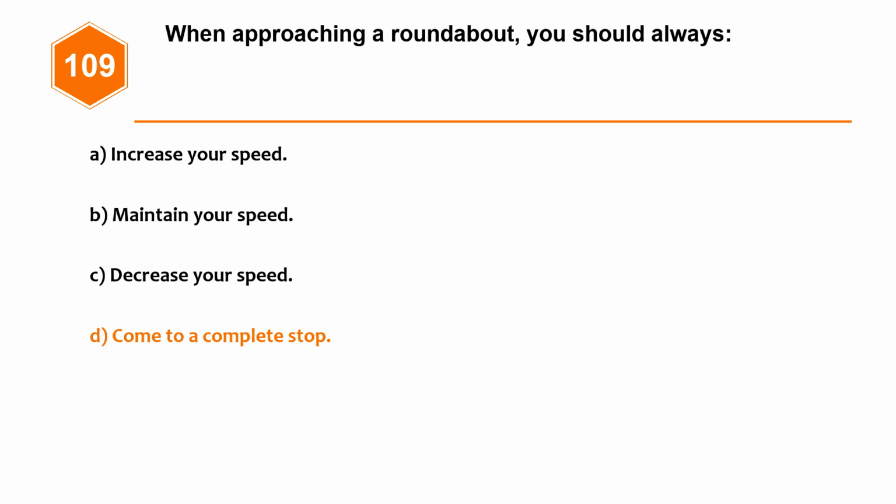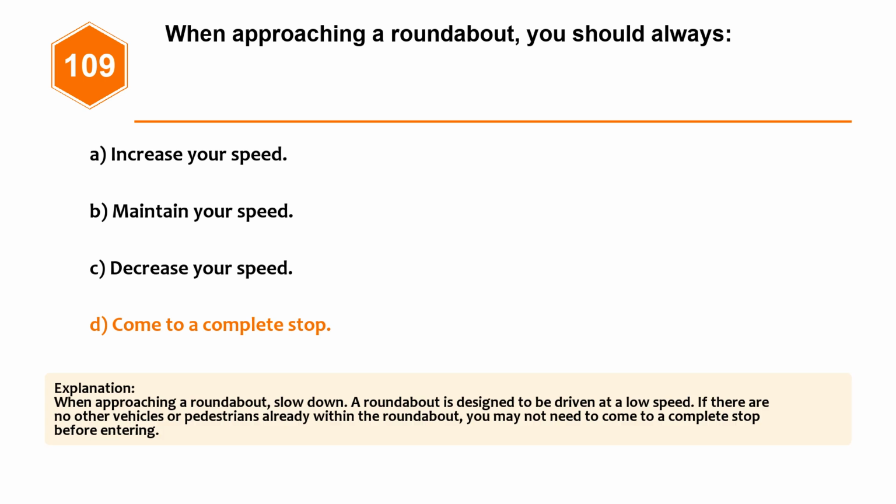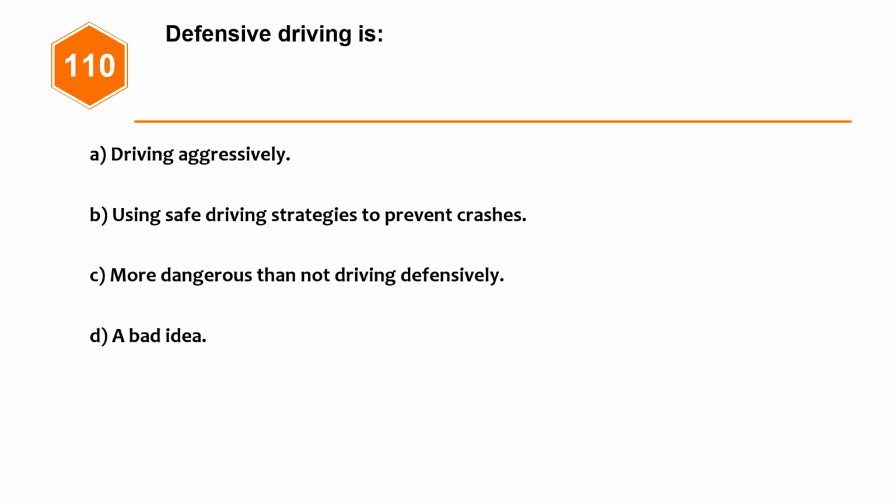The correct answer is option D, come to a complete stop. Explanation. When approaching a roundabout, slow down. A roundabout is designed to be driven at a low speed. If there are no other vehicles or pedestrians already within the roundabout, you may not need to come to a complete stop before entering.